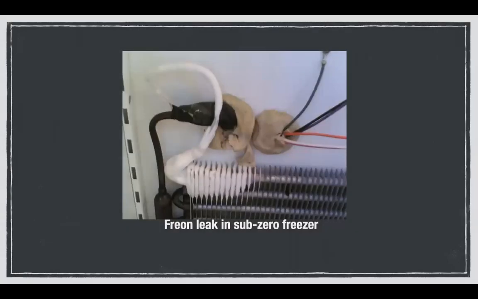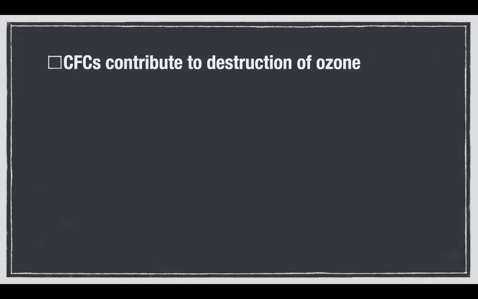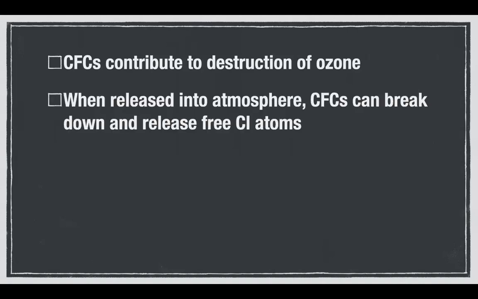So here is a sub-zero freezer. Sub-zero freezers are the big, giant, long freezers that sit on the floor, and then you open them up from the top. And you can see here's a Freon leak. But Freon is the gas that's used in refrigerators and freezers to make it cold. The reason why they are infamous is because these are the number one chemical that destroys the ozone.